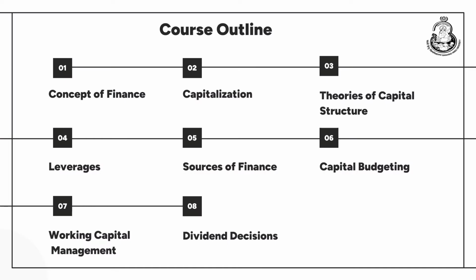Moving forward, unit number 3 is what we will cover in week 3. We will discuss the theories of capital structure. We have basically 4 theories of capital structure, that is the net income approach, net operating income approach, the traditional approach, and the Modigliani and Miller approach. Apart from this, we will also delve deeper into the concept of arbitrage in the capital structure along with the pecking order theory.